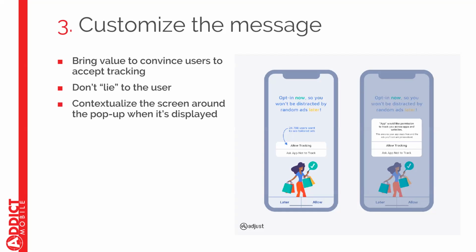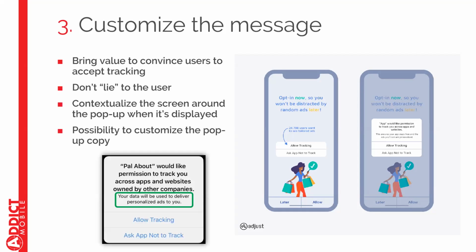Contextualize the screen around the pop-up when it's displayed. You can do everything you want. So when Apple's pop-up is displayed, you can do graphics around, you can add other messages on top so that it helps users feel comfortable, feel that they need to allow the tracking. And then you can also optimize and customize the Apple's pop-up copy. So that's the green square here.